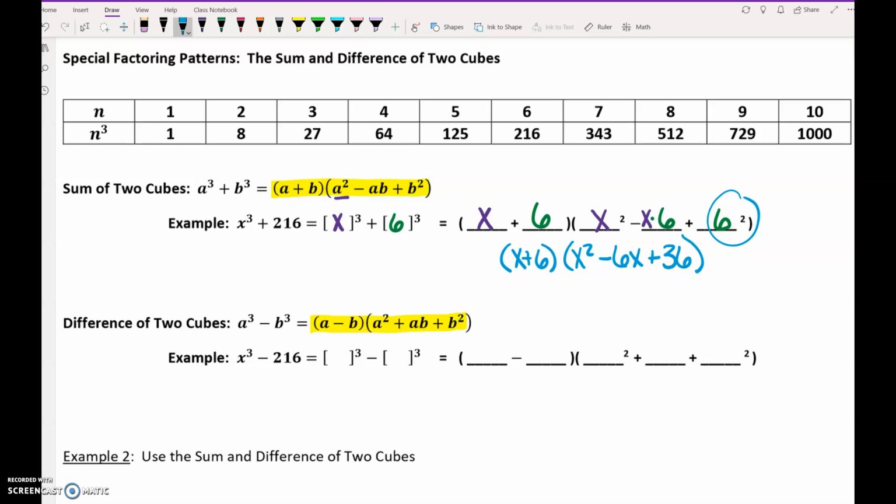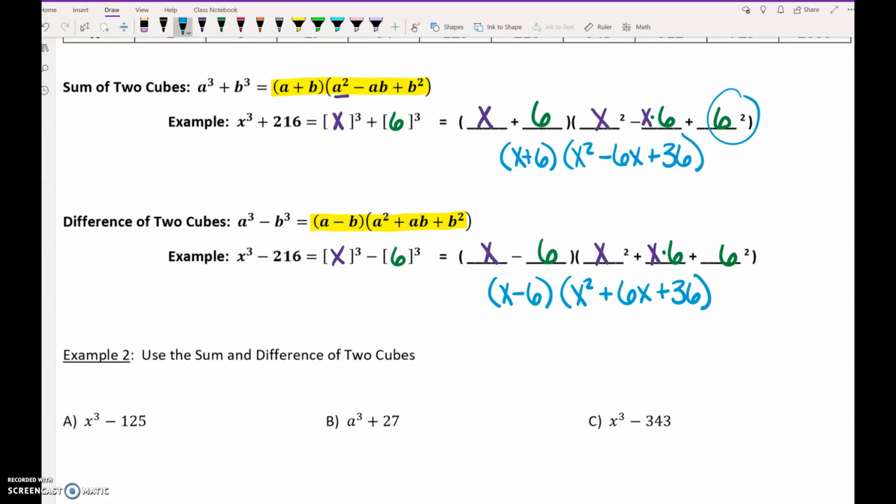Okay, do that same thing for the difference of 2 cubes. Notice it's still 216. So your A is going to be x, your B is still going to be 6. Fill in those blanks and then write the simplified what that would turn into. So try that second one on your own. Did you notice that these are basically identical? What is not identical? The signs.